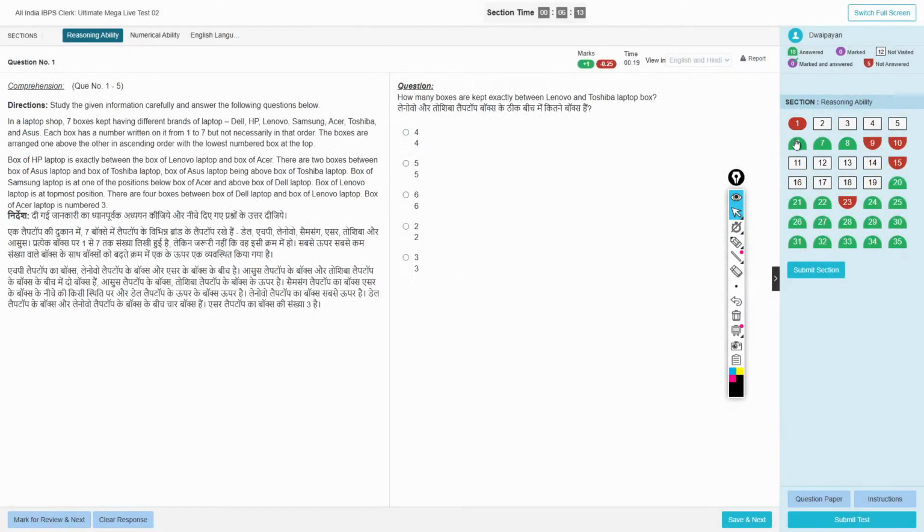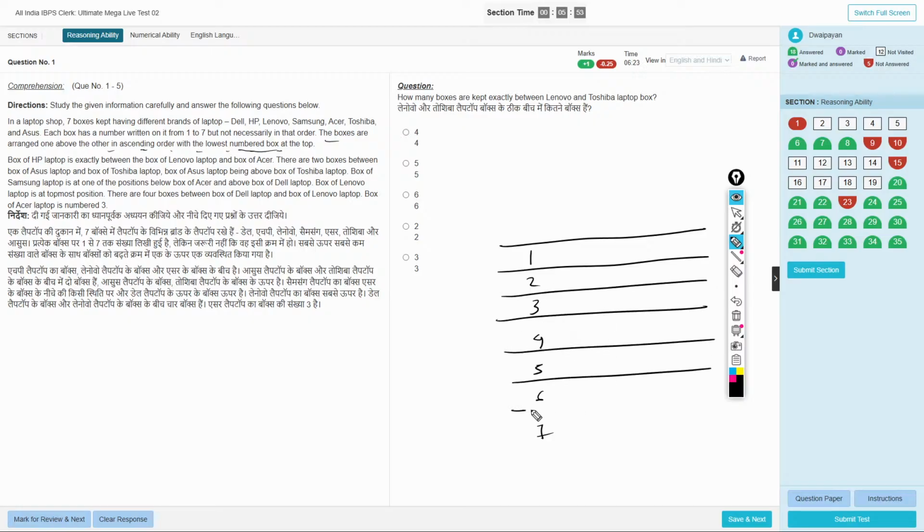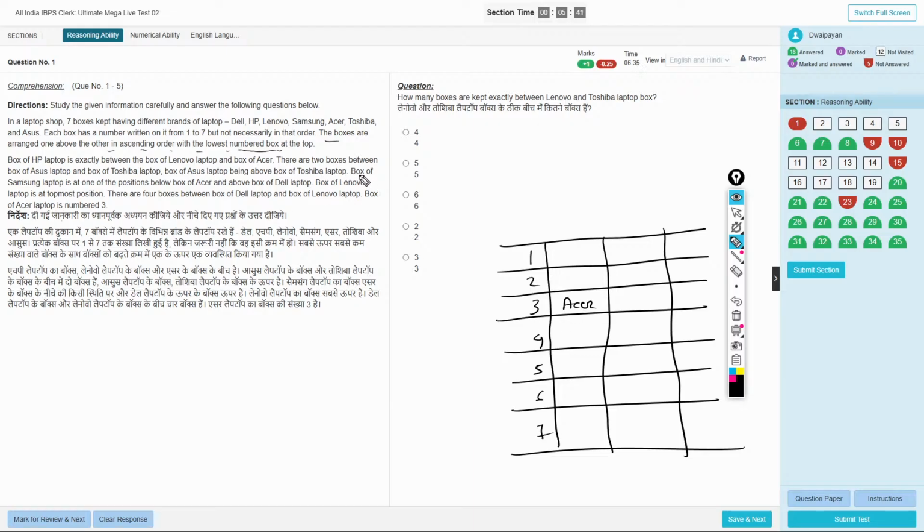Okay. Now let me go back to that first question. The boxes are arranged one over another in ascending order, with the lowermost box having higher numbers and lower numbers at the top. So 1, 2, 3, 4, 5, 6, 7. Excellent. Company. Box Acer is at number 3. So Acer is here. Another clue said box of Lenovo is at the topmost position. Lenovo here. So HP has to be here.